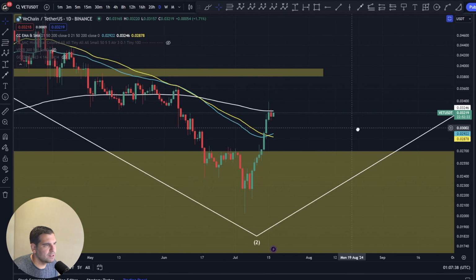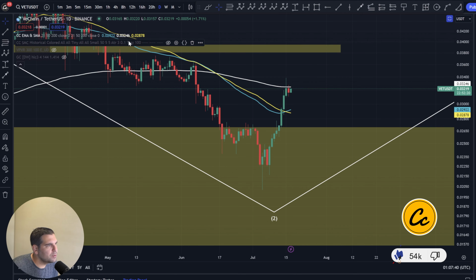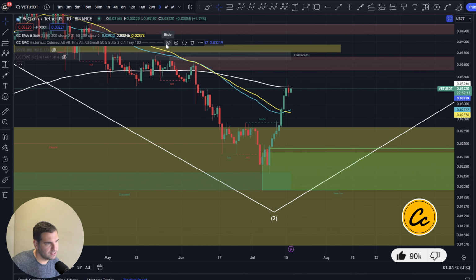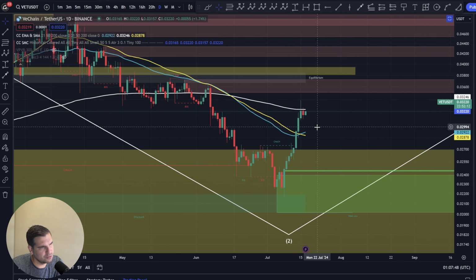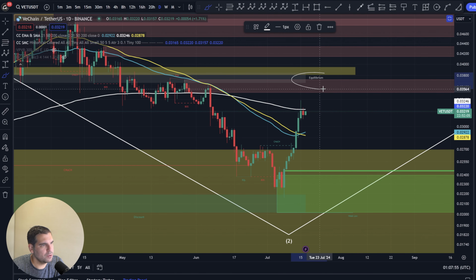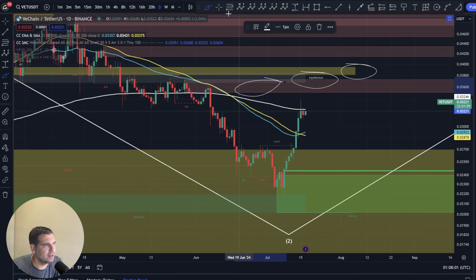But let's talk about some resistances, because we're here. We should also take a look at the smart money concepts. Smart money concepts is basically tracking institutional money flowing in and out of projects. And I say institutional money, we really just mean large buy and sell orders, right? Now here you can see on the chart, we have equilibrium, which also happens to coincide with that pocket of resistance right up here as well as this red area.